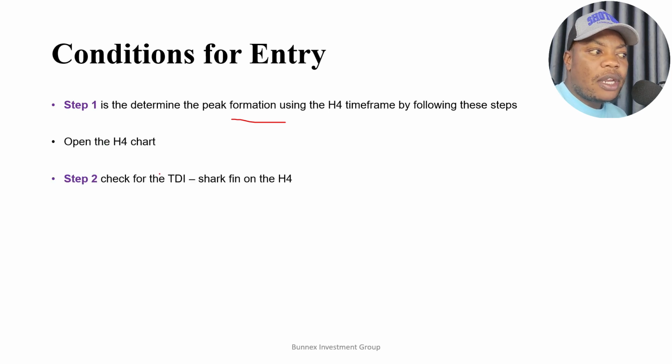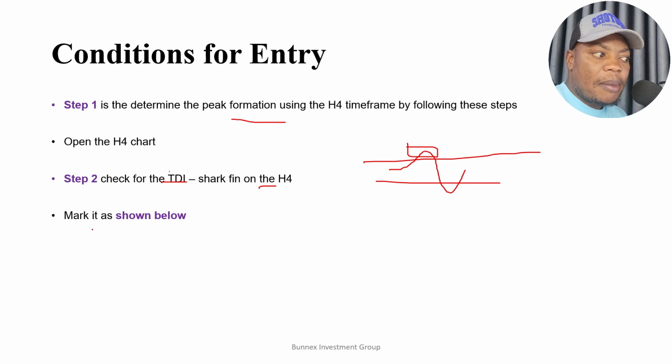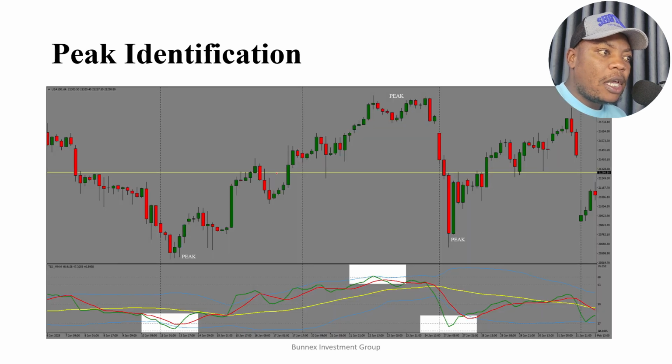Then step two, we are going to use the Traders Dynamic Index, which I talk more about on this channel. I have several videos on the TDI, and on that TDI, what we want to see is the H4 shark fin. By H4 shark fin, it's basically a point whereby the RSI line on the TDI goes outside the bands like this. So we want to spot this shark fin, and the market is shown below. In this particular case, you can see these white boxes are what we want to see.